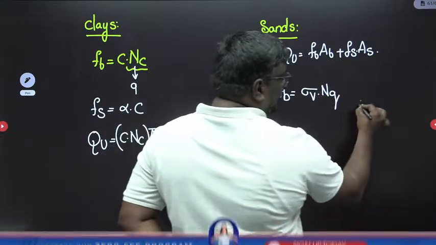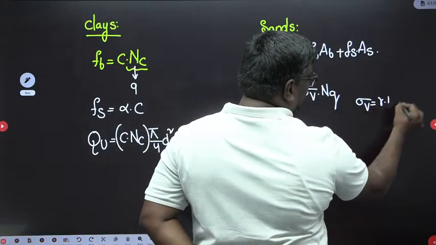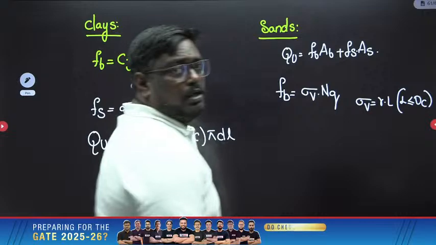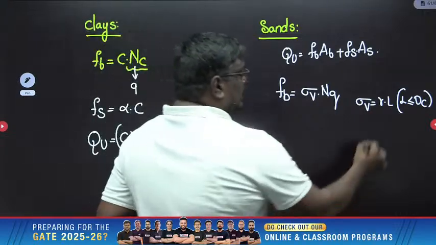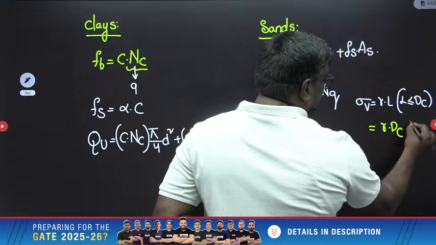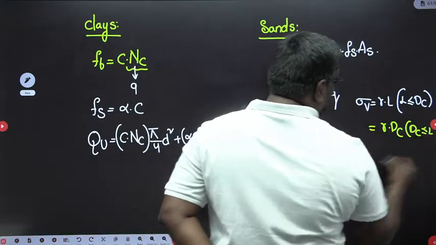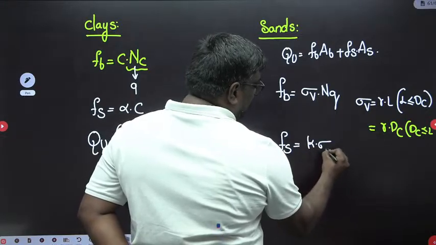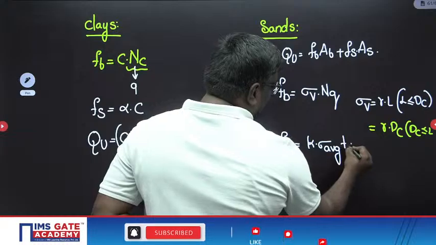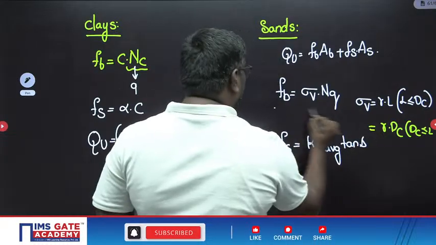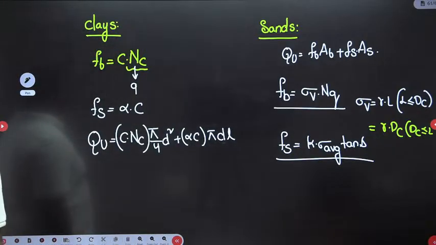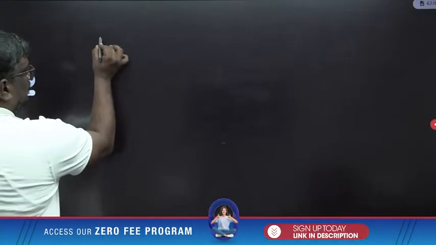And here sigma V can be written as gamma into L if L is less than or equal to DC, critical depth 10 times. What is L, sir? Length of the pile. And sigma V is equal to gamma into DC if DC is less than or equal to L. Similarly, what is F, sir? F is nothing but K into sigma average into tan delta. So these are the very important formulas which you have to remember for clays and sands for finding the ultimate bearing capacity. Now see students, what is group efficiency?